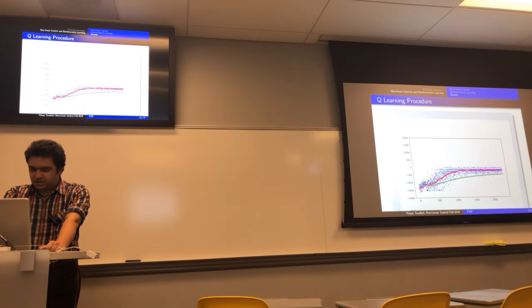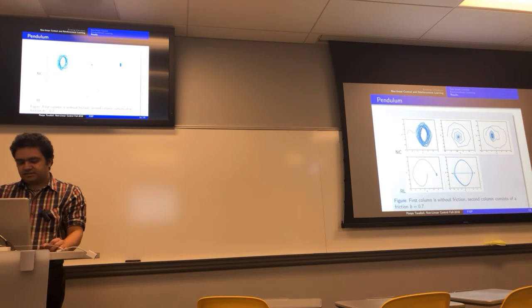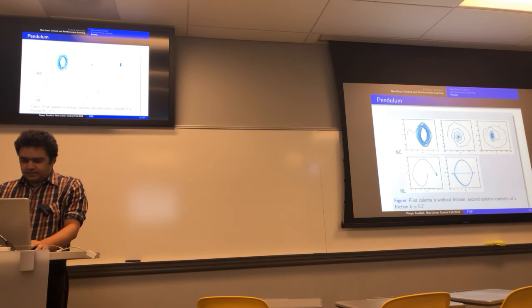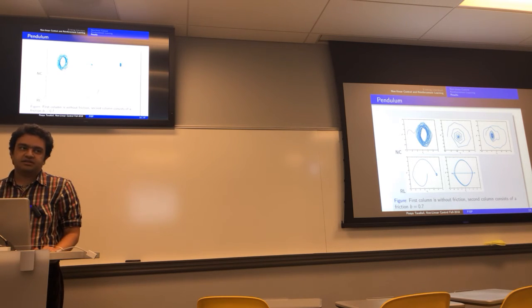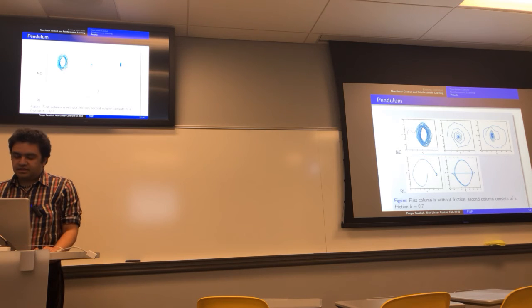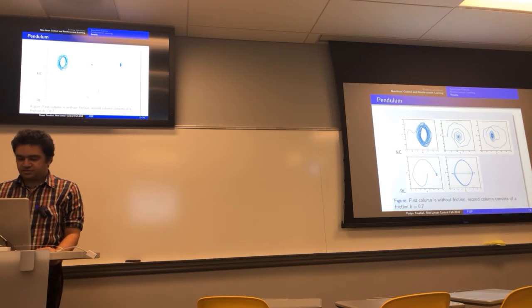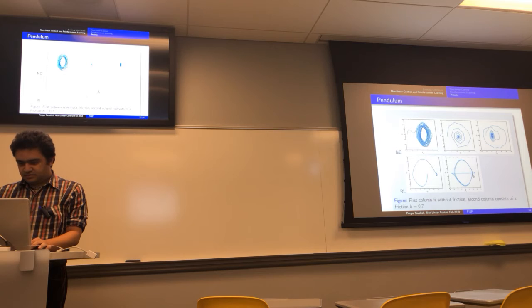So the conclusion with these figures is that it seems like RL, even without knowing that there is some friction in the system, even though it was trained on the system without the friction, is showing some tolerance to the friction.